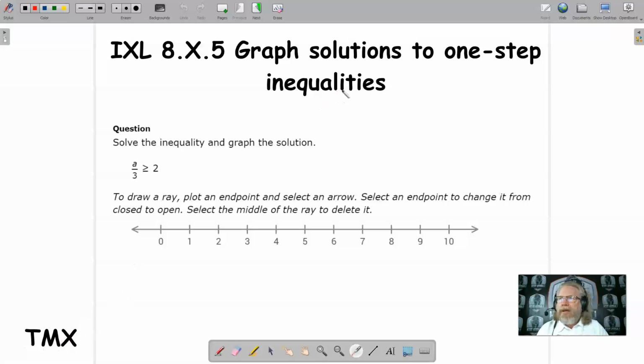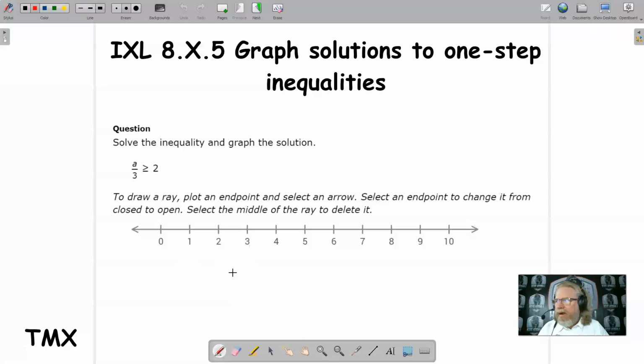So, solving one-step inequalities. It's pretty much just like solving one-step equations. But instead of working with equal signs, we're working with these arrow-looking things, right? Greater than, less than, greater than or equal to, less than or equal to. And we know that the only difference is that whenever we solve one-step inequalities, if we multiply or divide by a negative number, then we have to change the direction of the sign. So let's go ahead and start working through these.